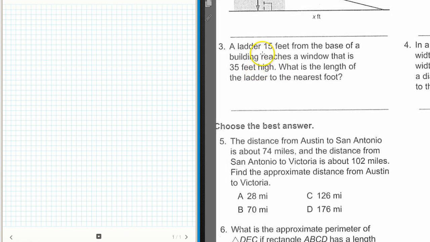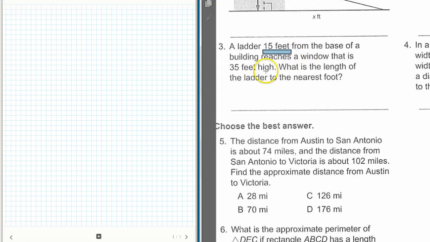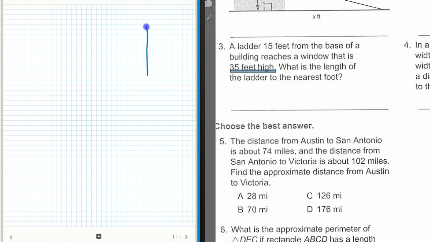Check them right now. Looking at number 3 on the next page, the ladder is 15 feet from the base of the building, 35 feet high. Okay, draw a picture. Here's my building. There's my window. And here's the ladder coming up to the base. Got some rungs in here.